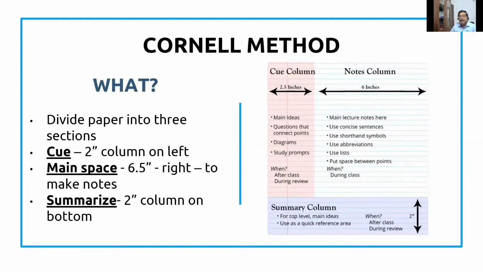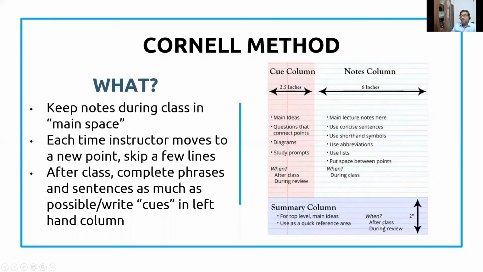And the cue column is filled after the lecture, where you go through all the things and draw up only the main ideas and questions or important points that connect all the points discussed, important diagrams, and study prompts or keywords, during or after the class while doing review. And once you review, you put in a summary column, a quick reference area, after or while studying. So you keep notes during the class in the main space. Each time the instructor moves to a new point or a new concept, you leave some space so that you can add more points in the future.